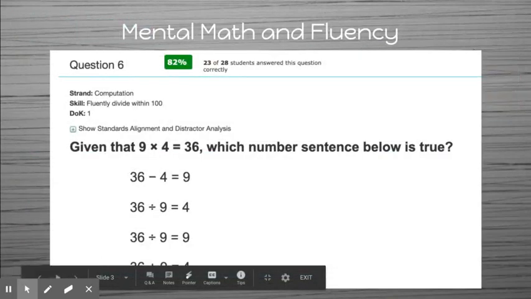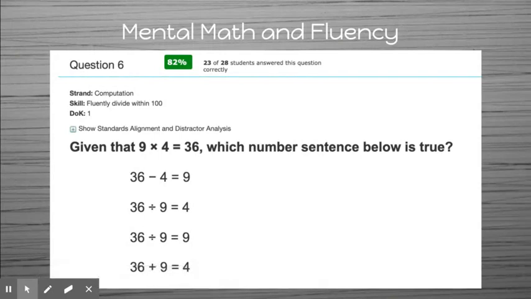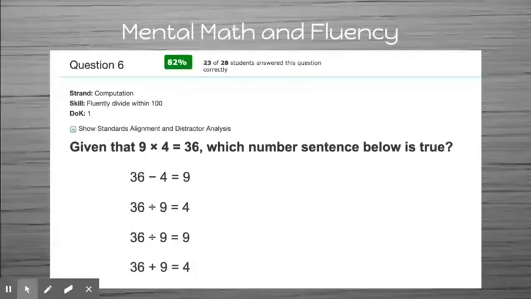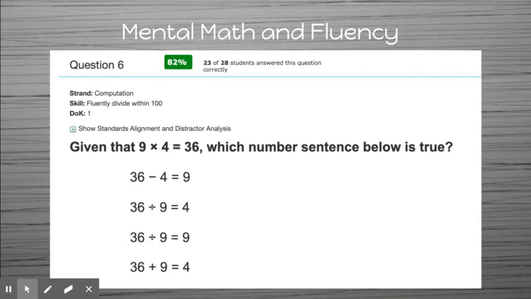So the first thing that I want to do is go over an evaluate question that we've had, and actually a lot of you did a really good job on this question. This is from one of the past evaluate questions that we've done, and it's asking us to find a number sentence that is true. So if we know that 9 times 4 is 36, we should be able to find another problem or a number sentence that will relate to that multiplication problem.